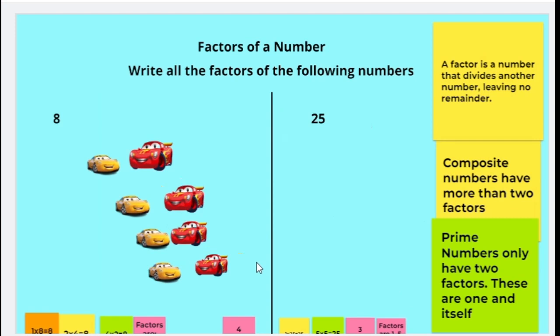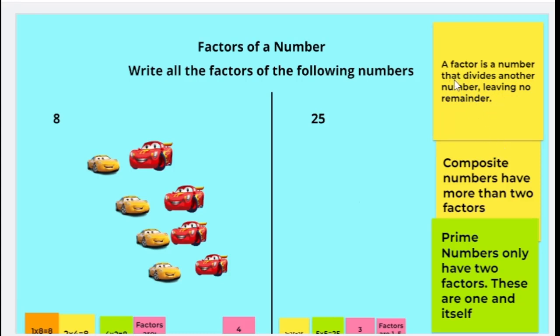Good day, students. Today we'll want to investigate the terms factor, composite numbers, prime numbers. Okay, so what is a factor? A factor is a number that divides another number, leaving no remainder.